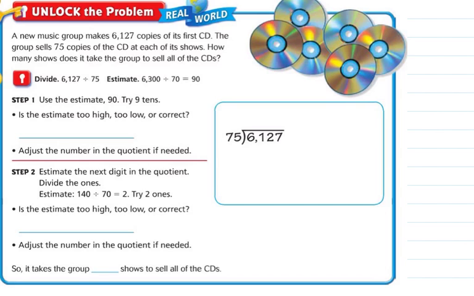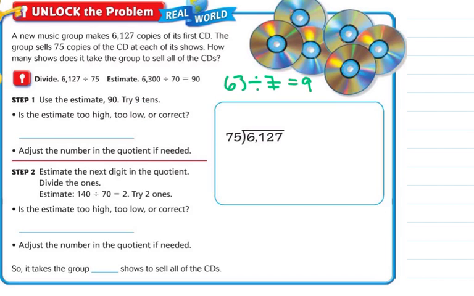So what we're going to do is divide 6,127 by 75, and we're going to estimate that to 6,300 divided by 7 is equal to 90. Now, boys and girls, just notice the basic division fact that was in there was 63 divided by 7 is equal to 9, and we just use a compatible larger number to help us get there. So in step 1, it said to estimate. We're going to try 90 or 9 tens.